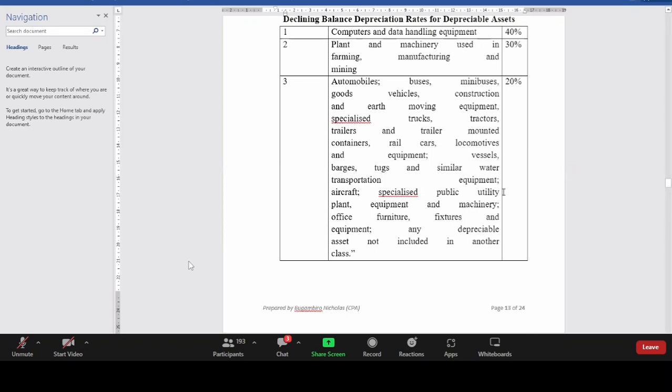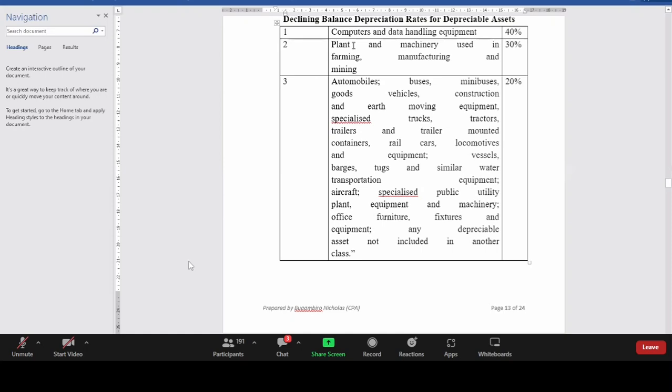On class 3, I'm saying any asset which is depreciable: plant and machinery, equipment. It can be utensils. It can be anything related to utensils, an article, implement, machinery, plant, etc. Equipment, provided it is not computers, it's not data handling, which is in class 1.